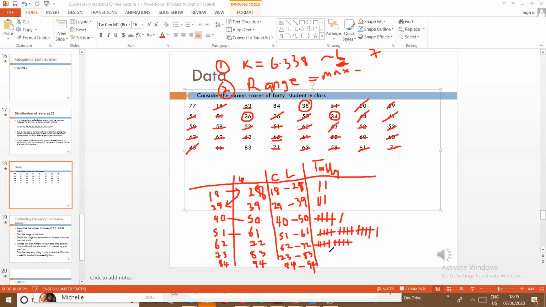Good. Then 73 to 83. We go to the first column, we got 1. Then 2. Third column, 2 here. That's it. Then finally, we got one last observation here, which is 84. So we got that. Good.